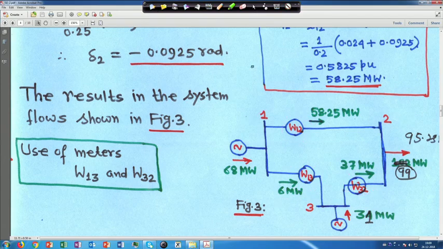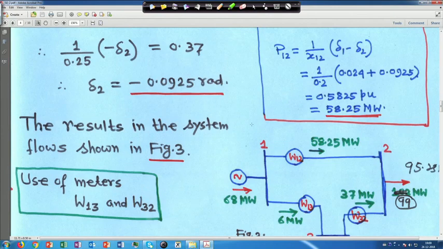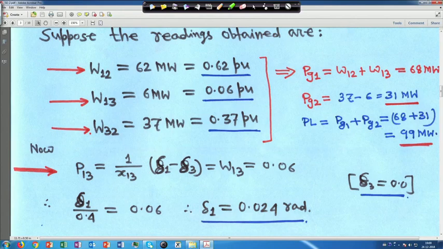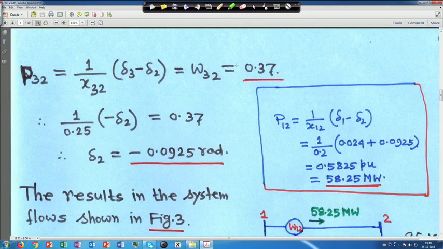So, in this case you see that it is 58.25 megawatt. Now, this is 68 megawatt, this is 6 megawatt, right. So, here also it was 68 megawatt, but whatever we have taken earlier, just hold on. If you go back to this diagram, whatever data we have taken, actually PL is understandable, but Pg1 was 68 megawatt, because W12 plus W13 is 68 megawatt, right.